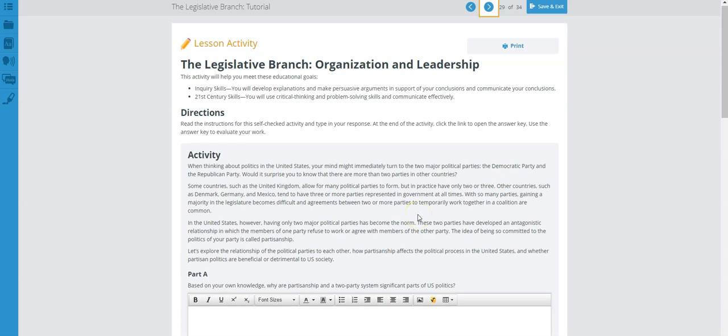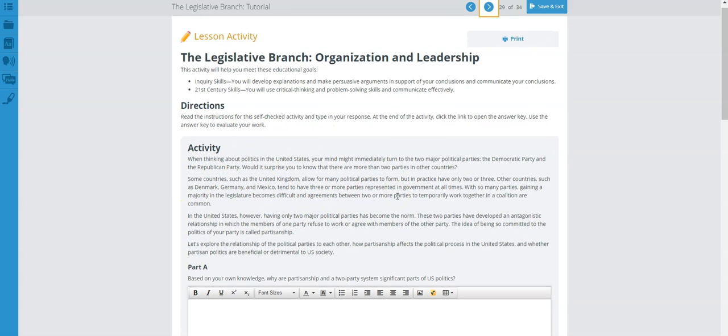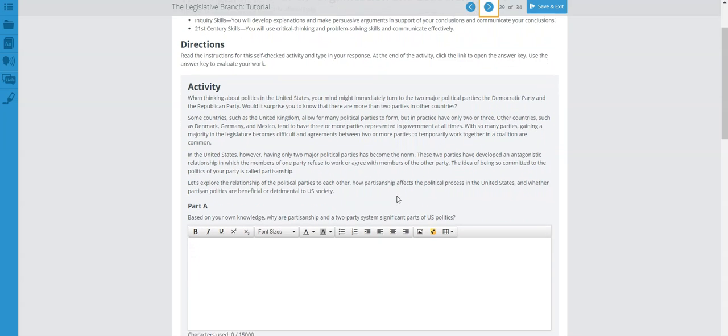We are now in the final lesson activity of this tutorial, but you still obviously have more slides to view. But this is page 29 of the legislative branch tutorial, lesson activity. In this case, the legislative branch, organization, and leadership. Please make sure you read directions. Please make sure you read this particular part here where it says activity, as you're going to get some background information as to how to answer the questions.